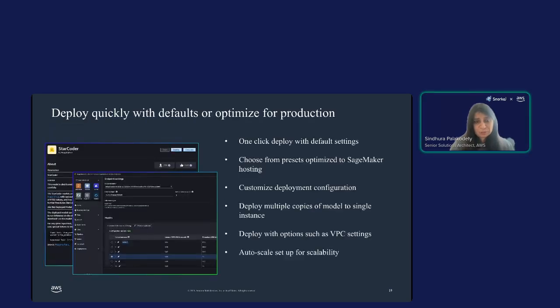And finally, even for deployment, you have one-click deployment options, or you can customize the deployment configuration, ranging from the instance types that you want to select. You can deploy multiple copies of the model to a single instance. You can deploy it within a VPC. You can also enable auto scaling options for scalability.